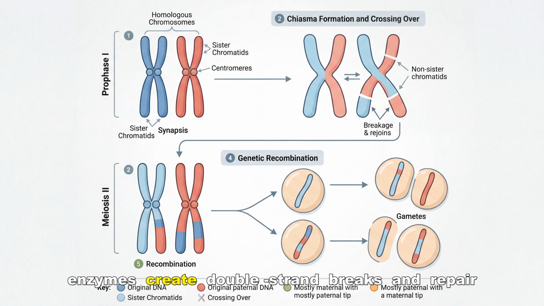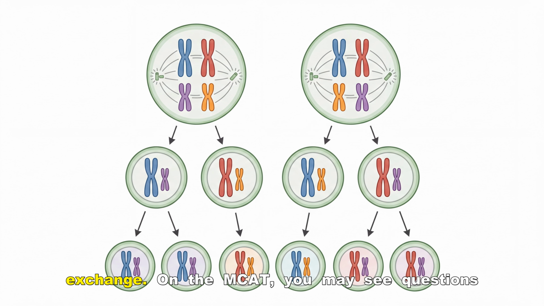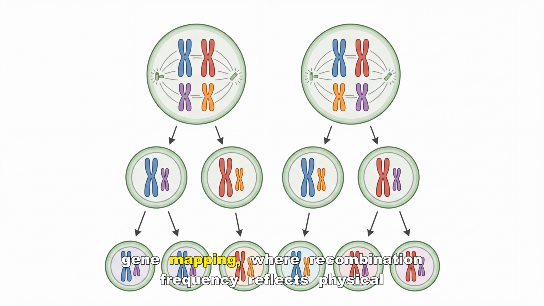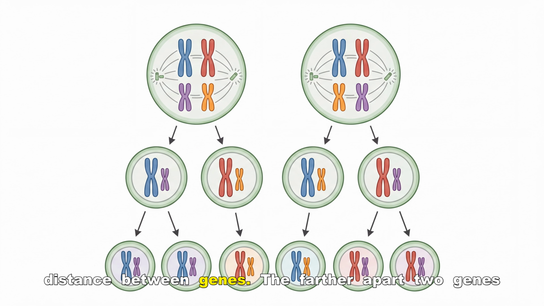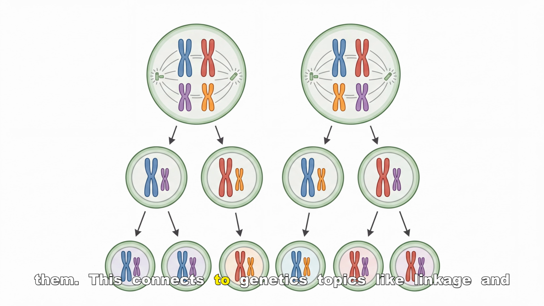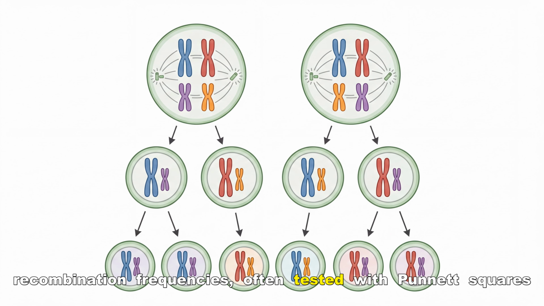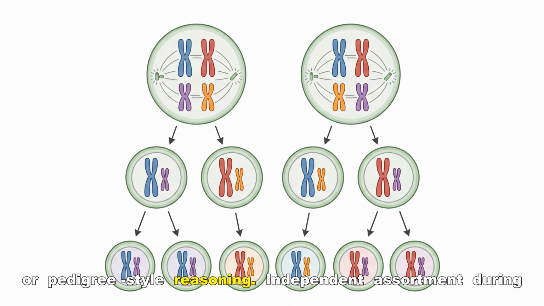Mechanistically, enzymes create double-strand breaks and repair them using the homolog as a template, ensuring reciprocal exchange. On the MCAT, you may see questions about recombinant versus parental gametes, or gene mapping, where recombination frequency reflects physical distance between genes. The farther apart 2 genes are on a chromosome, the more likely crossing over will occur between them. This connects to genetics topics like linkage and recombination frequencies, often tested with Punnett squares or pedigree-style reasoning.